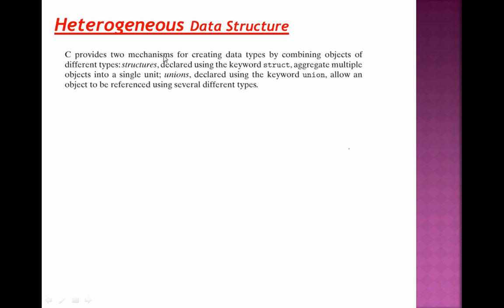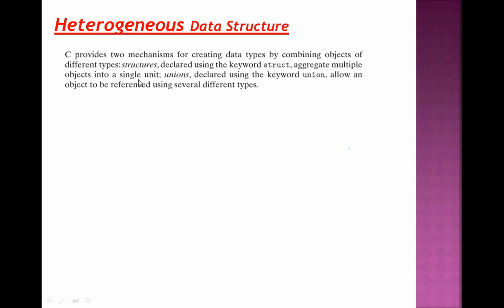So this says C provides two mechanisms for creating data types by combining objects of different types. So C provides two methods for declaring heterogeneous data types by combining objects of different types. Different types means one is int, one is double, one is float. That is known as structures, which are declared using the keyword struct. So this is the user defined data type. Till now we have covered int, float, double, which are predefined. But now it is declared using the keyword struct, that is your user defined data type.